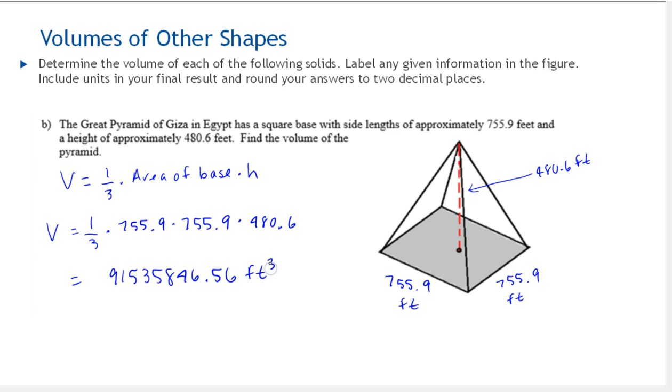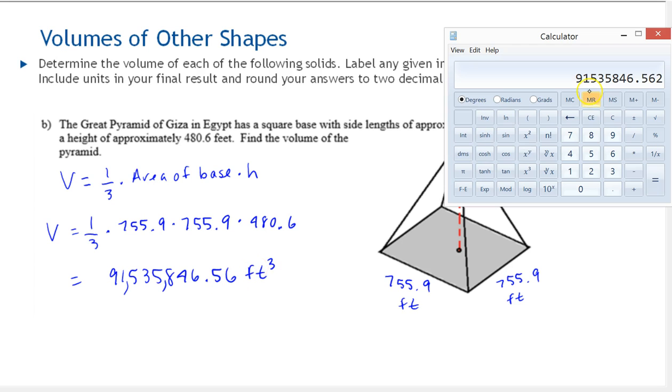So I rounded to 2 decimal places there. And it's good practice to put in your commas because I can't even read this without commas. So 1, 2, 3, comma goes here. 1, 2, 3, comma goes here. So this is 91,535,846 and 56 hundredths cubic feet. And I'm just going to put this number up here and check it one more time because that was a mouthful. And it checks.